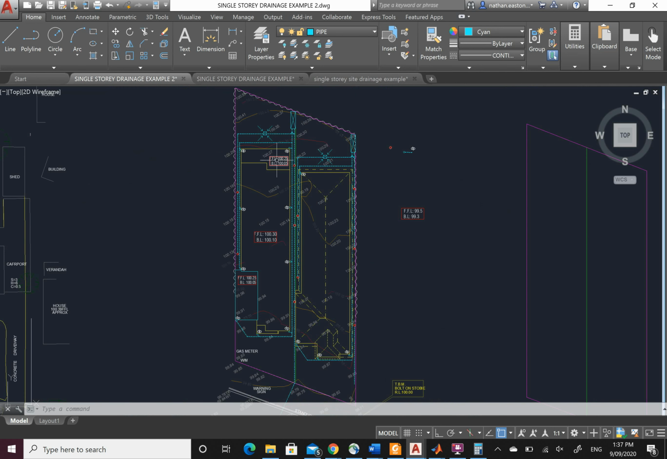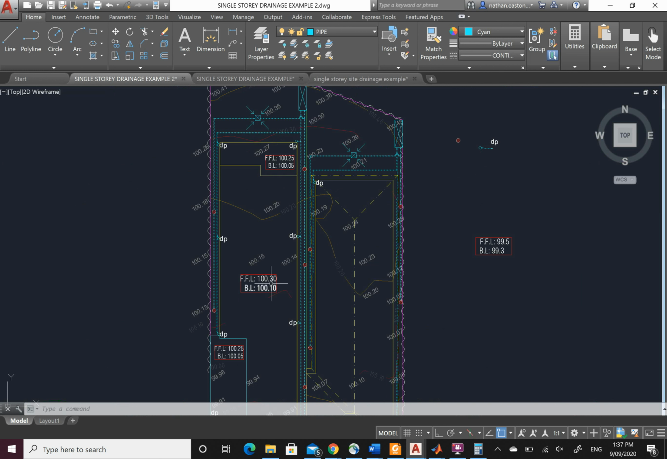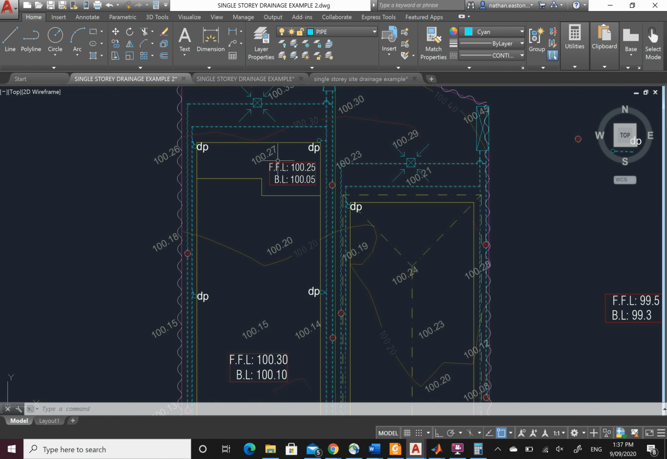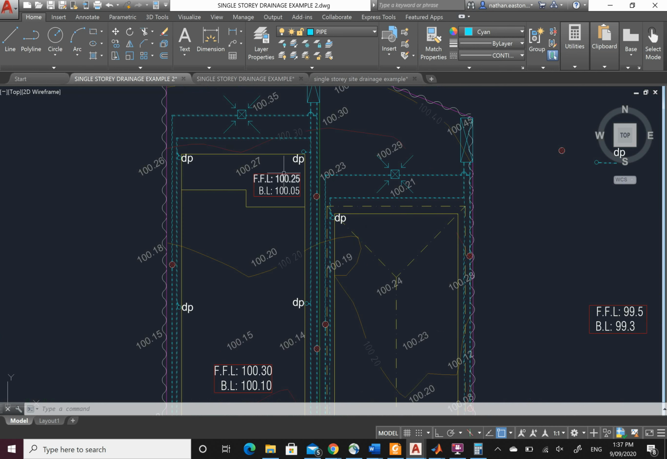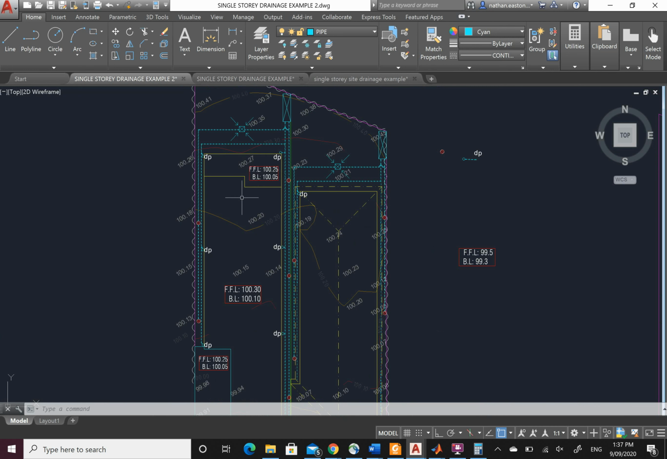Is it worth it? Well, I have the option now. I can either make it the same level as the house and recess the door into the slab, or I can leave it like this. It's up to me, it's up to the client. If you go to your backyard or your alfresco, you'll find that usually you step down. There's a little ridge here, and same thing everywhere else. So for me, I will keep it like this. I'm happy with it. And these will be my design levels.